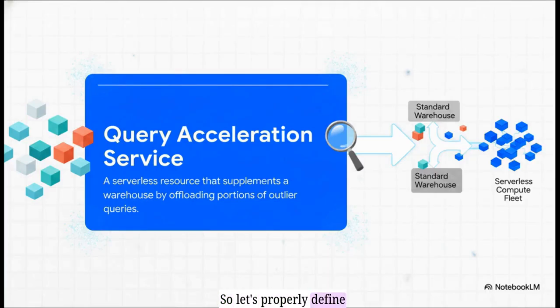So let's properly define the Query Acceleration Service, or QAS. Think of it as a serverless compute fleet that assists your standard warehouse. When QAS spots an outlier query, one that's way too large for the typical workload, it offloads parts of that query's execution. And here's the crucial point. This allows you to size your warehouse for the 95th percentile workload and let QAS handle those unpredictable peaks. It prevents queuing, but without the cost of running a permanently larger warehouse.